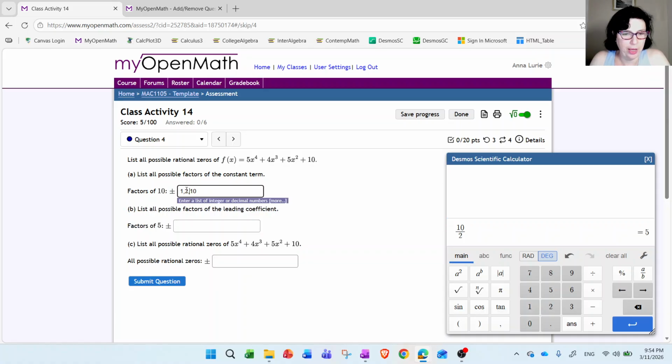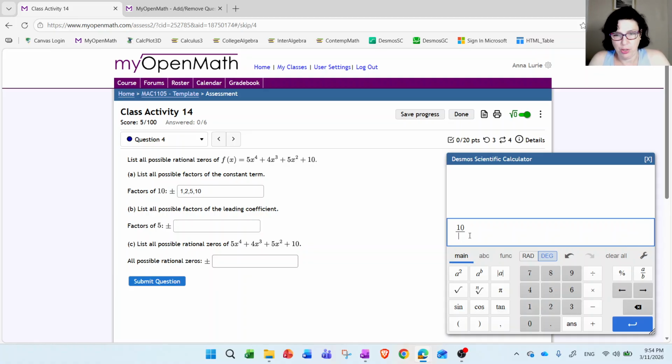So 2 and 5, they always come in pairs. Those are factors. Now, notice how here it says plus minus. So all the negative ones are also factors: negative 1, negative 2, negative 5, negative 10. It's just easier to write it using plus minus. Are there any other factors? No, there aren't. Because if you divide by 3 or by 4, 5 we already know it is, 6, no, 7, no, 8, no, 9, no. So none of them are factors.